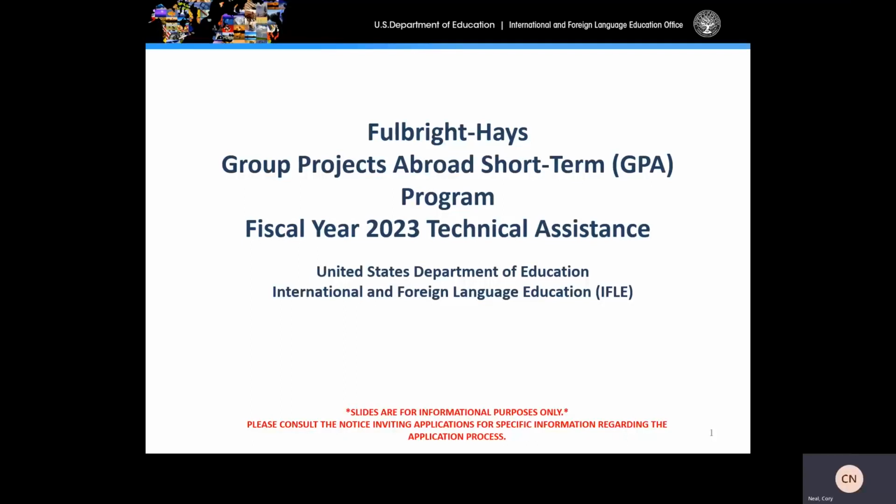Please note that, as always, we will be conducting two separate workshops for GPA short-term projects and GPA long-term projects. This technical assistance workshop will focus on the short-term projects. Both webinars have been pre-recorded and can be accessed through the Department of Education's GPA website.